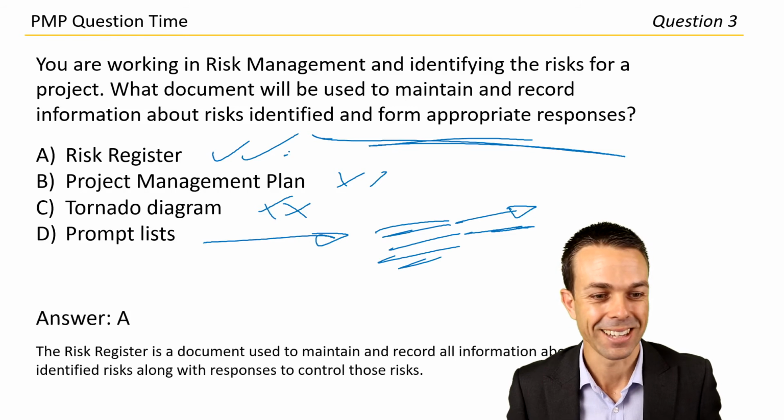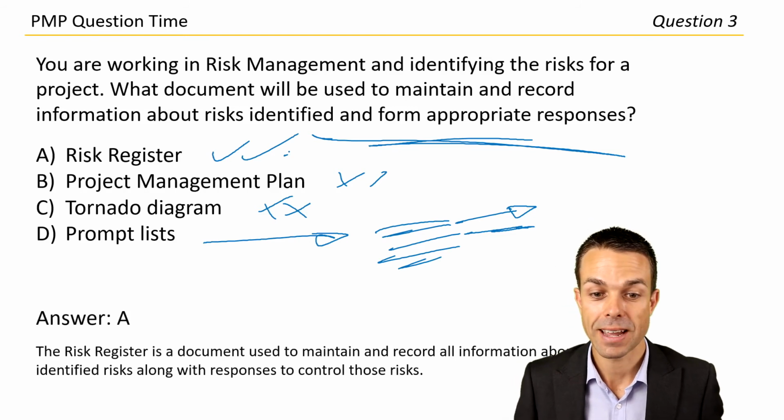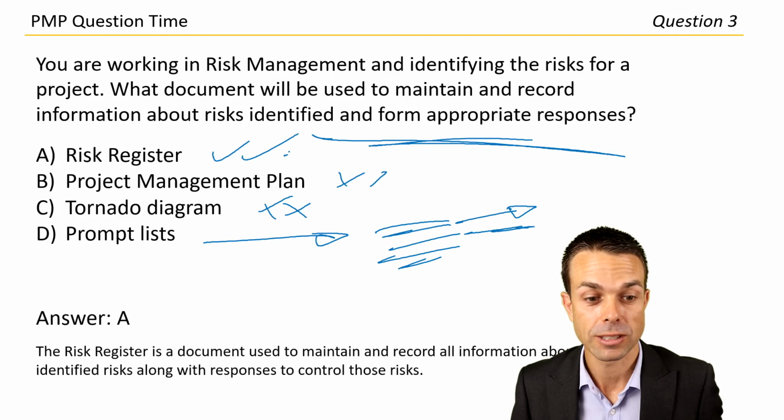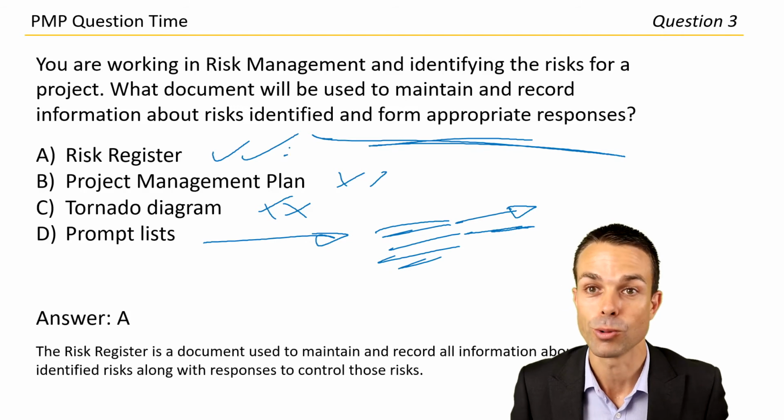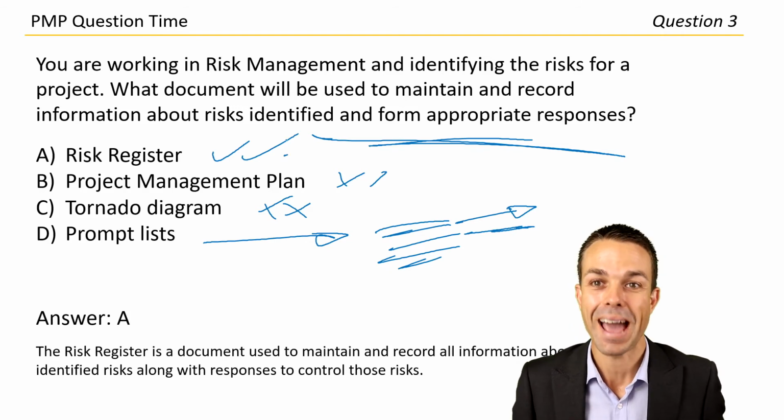Answer A, excellent. The risk register is a document used to maintain and record all information about identified risks, along with responses to control them. Excellent work. How did you go?